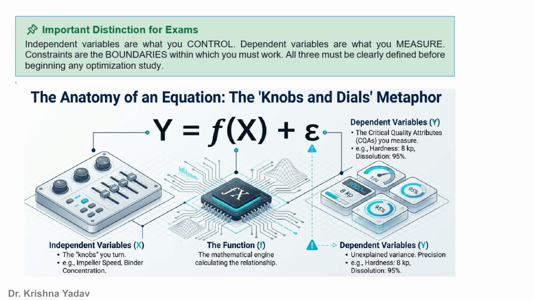The knobs and dials metaphor defines the anatomy of an equation. Y equals f of x plus epsilon. X represents the independent variables, or the knobs you turn. F of x is the function, the mathematical engine. Y represents the dependent variables, or the CQAs you measure. Epsilon is the unexplained variance.